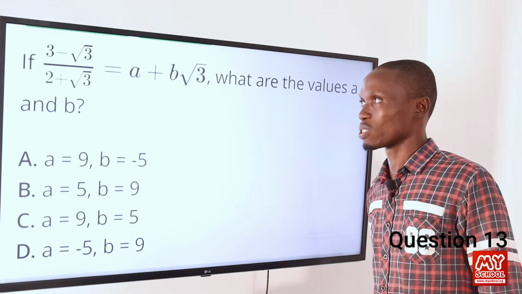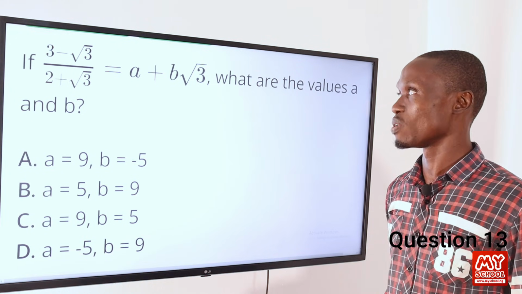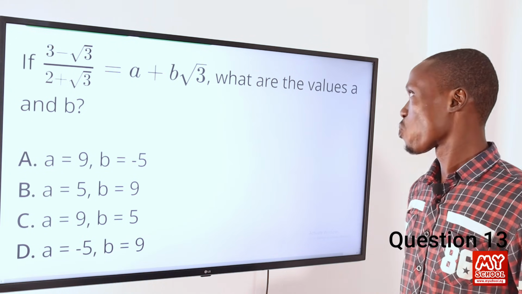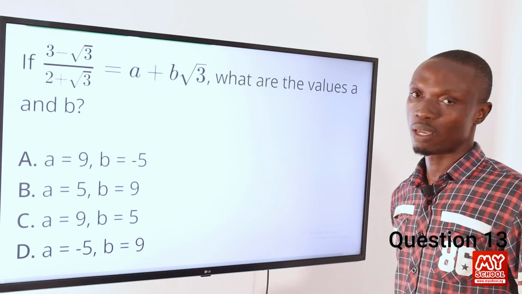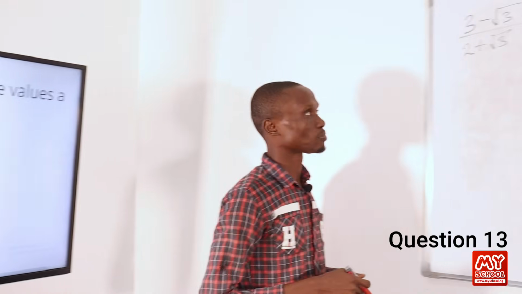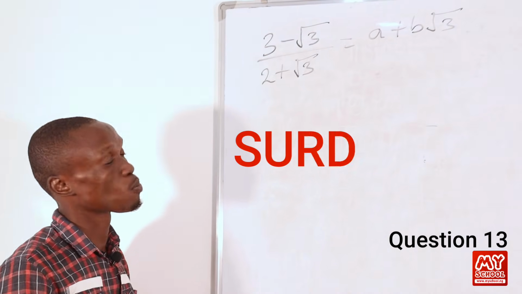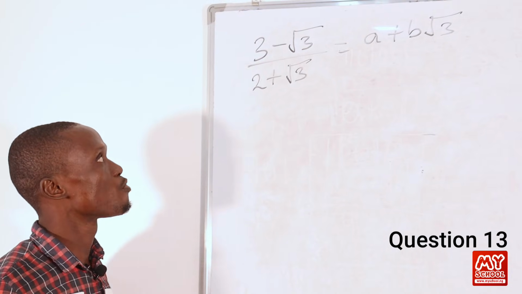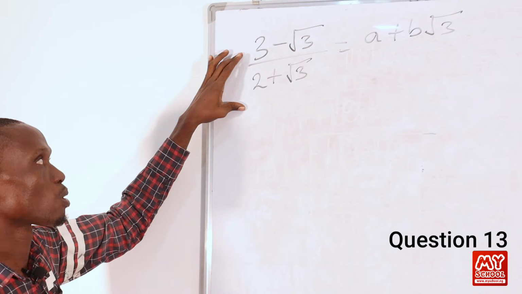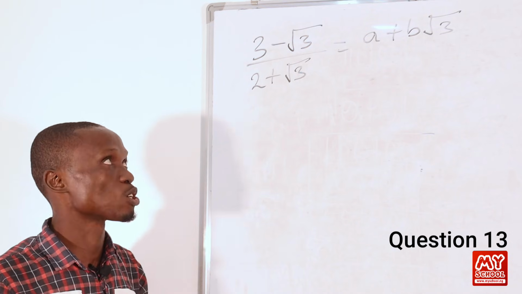If (3 minus root 3) over (2 plus root 3) is equal to A plus B root 3, what are the values of A and B? So let's head over to the board. Of course, this question is from surds. If you are given a surd of this nature, basically what you have to do is to rationalize the denominator.